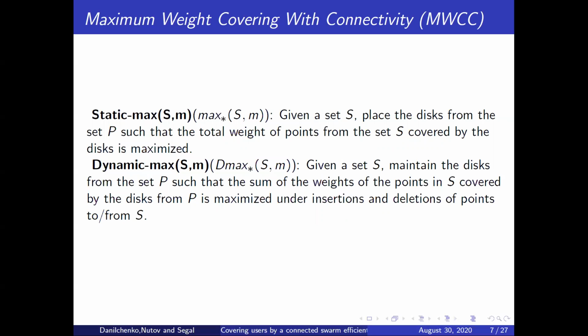So now I will define formally our problems. We start with the covering problems where the connectivity is provided by a third party. Static Max: given a set S, place the disks from the set P such that the total weight of points from the set S covered by the disks is maximized. And the dynamic version: given a set S, maintain the disks from the set P such that the sum of the weights of the points in S covered by these disks from P is maximized under insertions and deletions of points to or from set S.